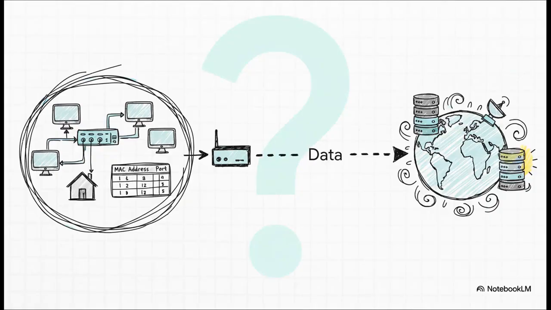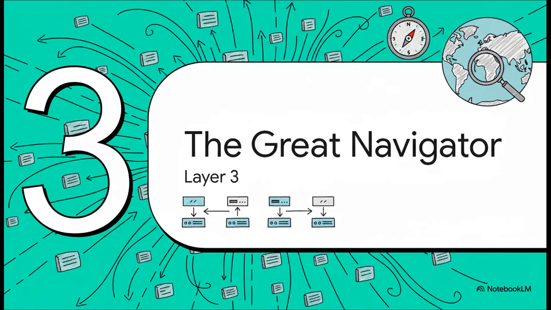Okay, so a switch is fantastic for local traffic, communication inside your home or your office network. But here's the catch. Its little MAC address table is only useful for devices it can see directly. So what happens when your data needs to leave the neighborhood? What happens when it has to find a server on a totally different network, maybe halfway across the world? To do that, to go global, we've got to climb up to the next level, layer 3, the internet layer.